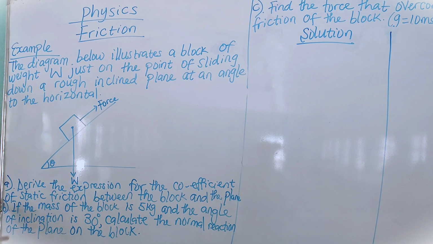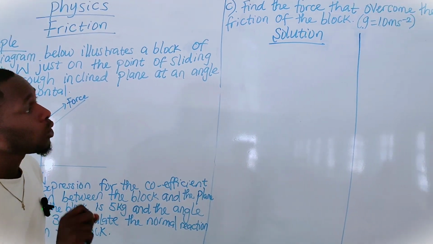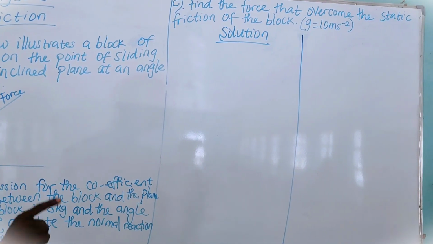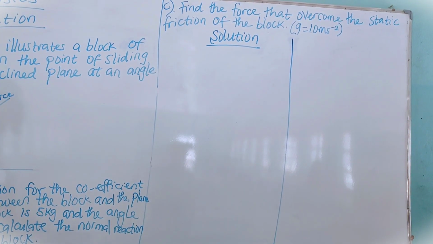So we are asked to firstly derive the expression for the coefficient of static friction between the block and the plane. And then, if the mass of the block is 5 kg and the angle of inclination is 30 degrees, calculate the normal reaction of the plane on the block. And lastly, we are told to find the force that overcomes the static friction of the block. And we are given g to be 10 meters per second squared.